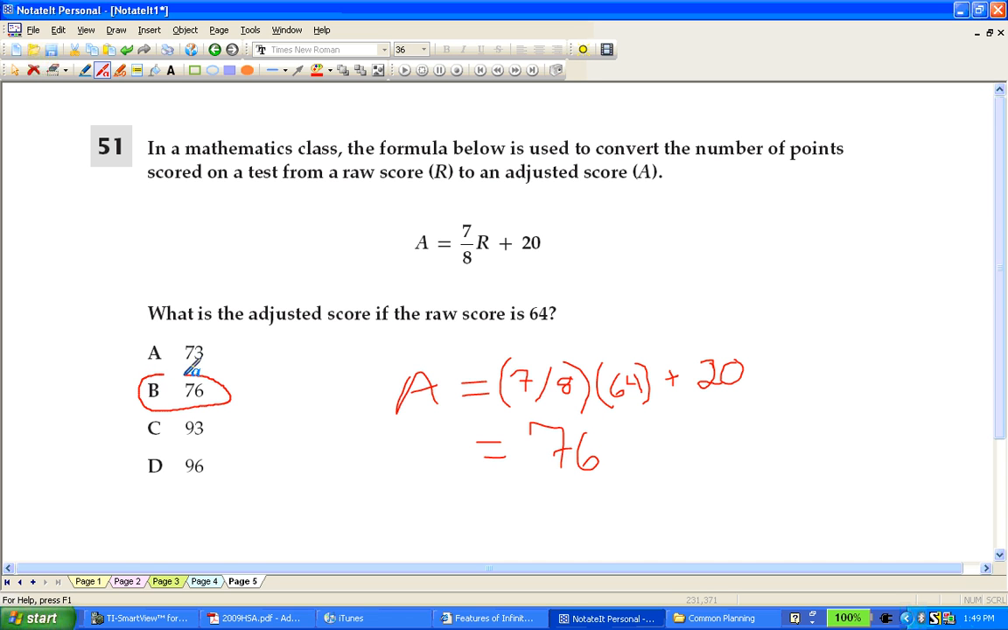And there's not really a whole lot you can do unless you want to go through and determine what seems reasonable. You know that 7/8 is pretty close to 1. So adding 20 to 64, if this was a whole number, if this was 1 times 64 and we added 20, the most it could be is 84. So we know it's not C or D. So it's going to be between A or B. That's about the only thing you can eliminate on that.